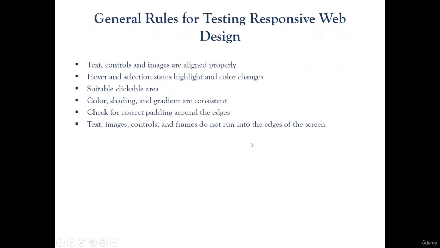The general rule for responsive testing is that these are the things you must validate: text, controls and images should be aligned properly. On hover, when you keep your mouse above the text, just like I am doing now, there should be a selection state highlighted and the color should change. Then the clickable area, color, shading and grading should be consistent, and check for correct padding around the edges, as I told you in the previous example. Text, images, controls and frames should not run into the edges of the screen. These are some of the most important parts of responsive design you need to validate.